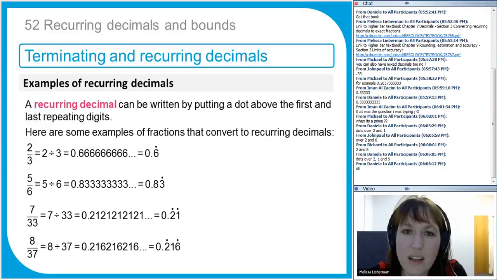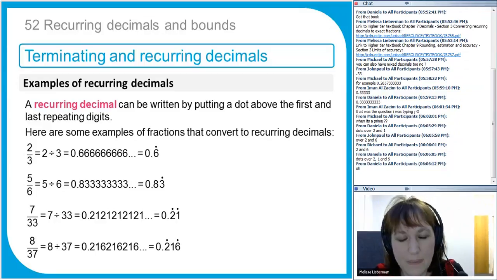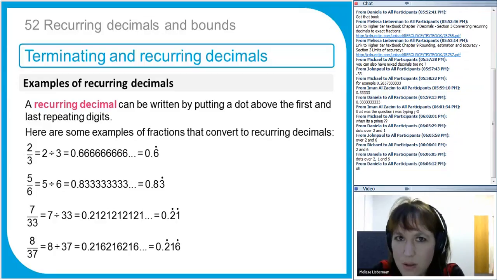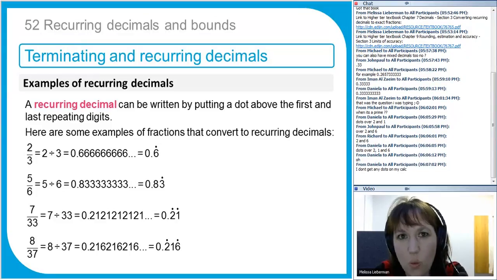And any fraction other than the ones that have prime factors of 2 and 5 only will give us these repeating patterns. Now, as we've seen, it's quite easy to convert a fraction into a decimal. We either divide using the calculator or short division. But if we're given a recurring decimal, how do we convert it back into a fraction without a calculator?